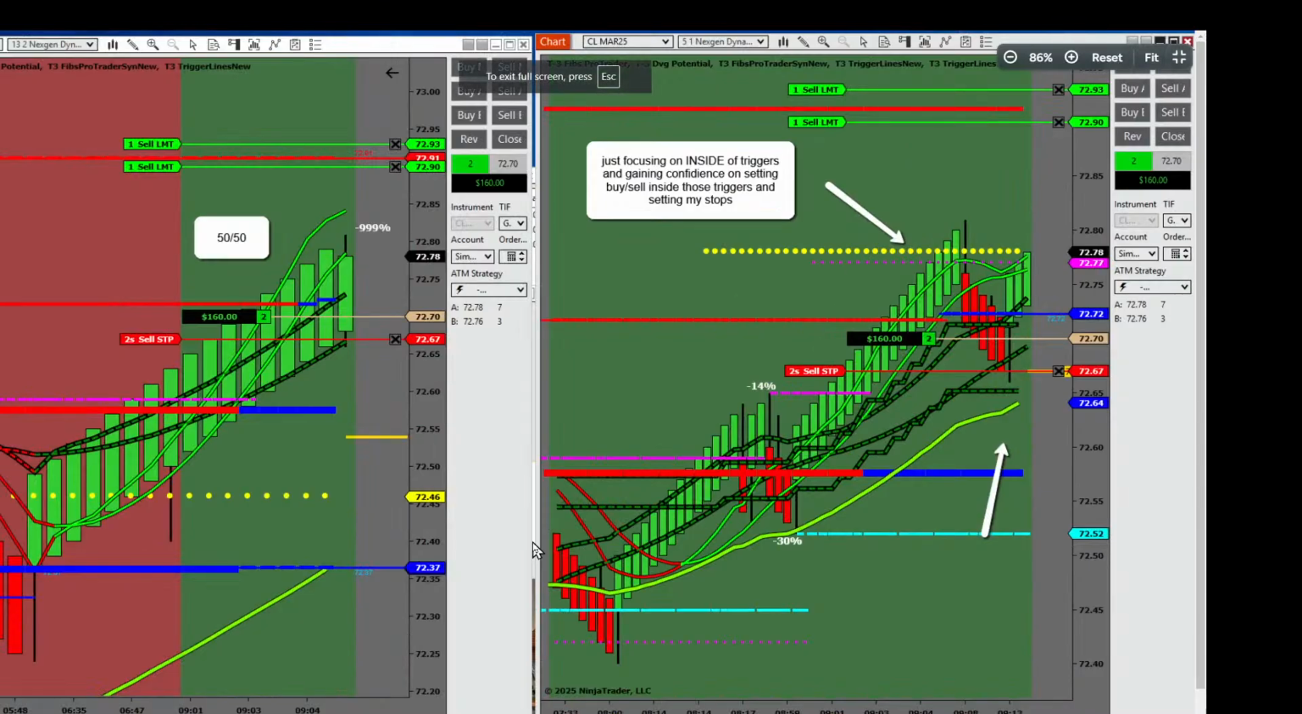Jeffrey Dean, odds favorable, potential to break, just focusing inside of triggers, gaining confidence on setting up buy sells inside of those triggers, setting your stop. So you got in on the pullback a little early, kind of in the middle. That's okay. You're focusing on it. And now it's going in the direction of your trade. You've reduced your risk.